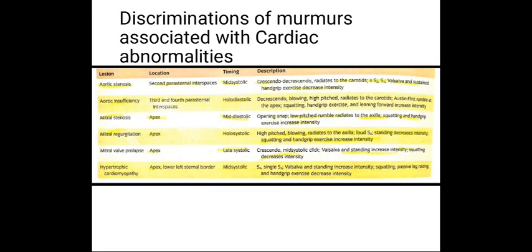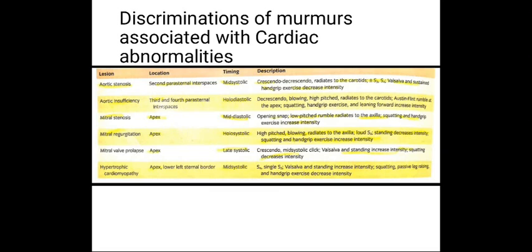Now we will see the description of the murmur of mitral stenosis. The murmur of mitral stenosis is located at the apex. It is mid diastolic. The opening snap is present. It is a low pitched rumble. It radiates to the axilla. Squatting and hand grip exercise increase the intensity of the murmur of mitral stenosis.